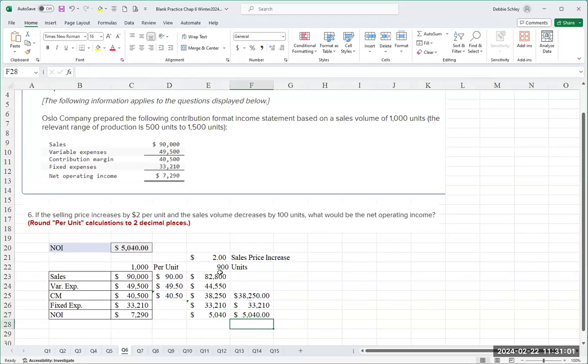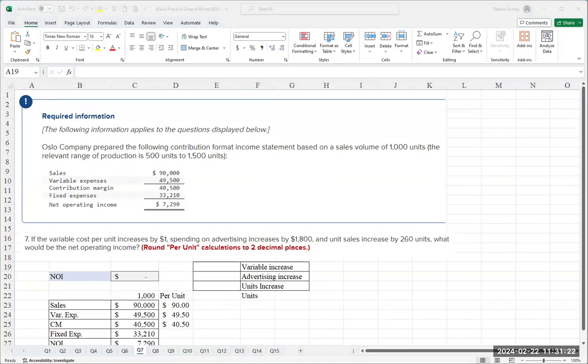So contribution margin minus fixed expenses equals that same number. So sometimes you can skip these steps if you know that this increased sales price will go directly to contribution margin, then you can just do that portion right there. Just remember to still subtract the total fixed expenses.